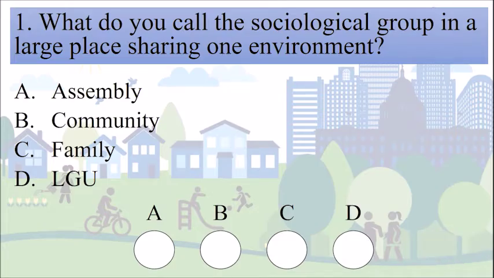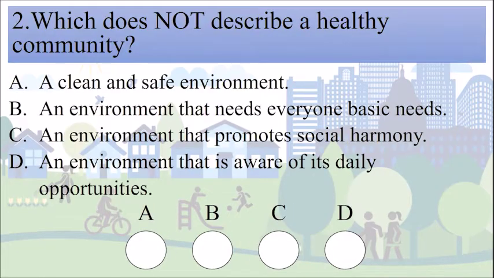And the correct answer is... Number 2, which does not describe a healthy community? A. A clean and safe environment. B. An environment that meets everyone's basic needs. C. An environment that promotes social harmony. And D. An environment that is aware of its daily opportunities.